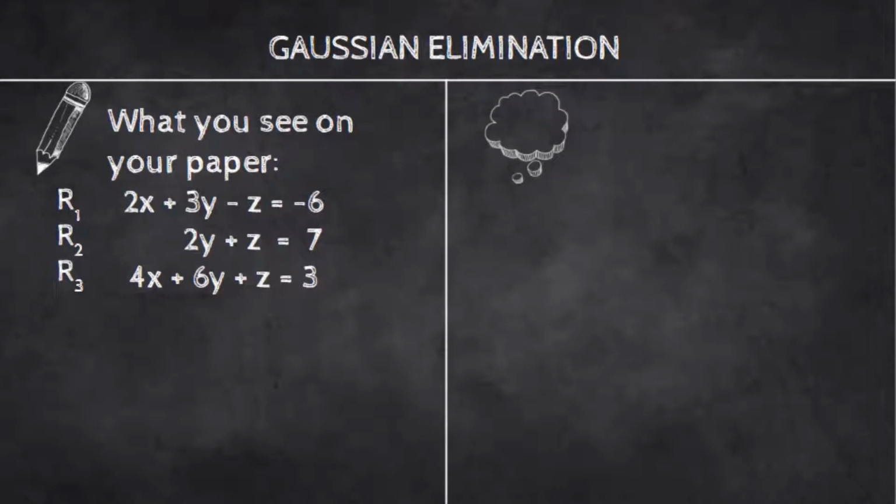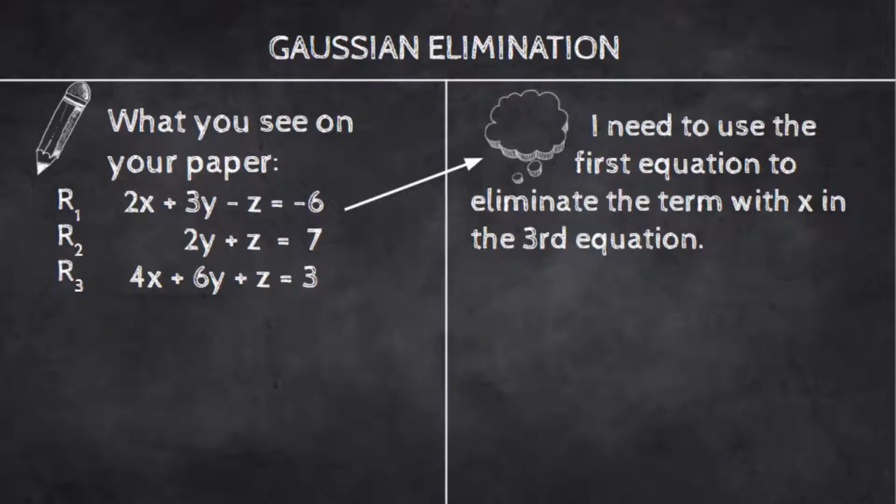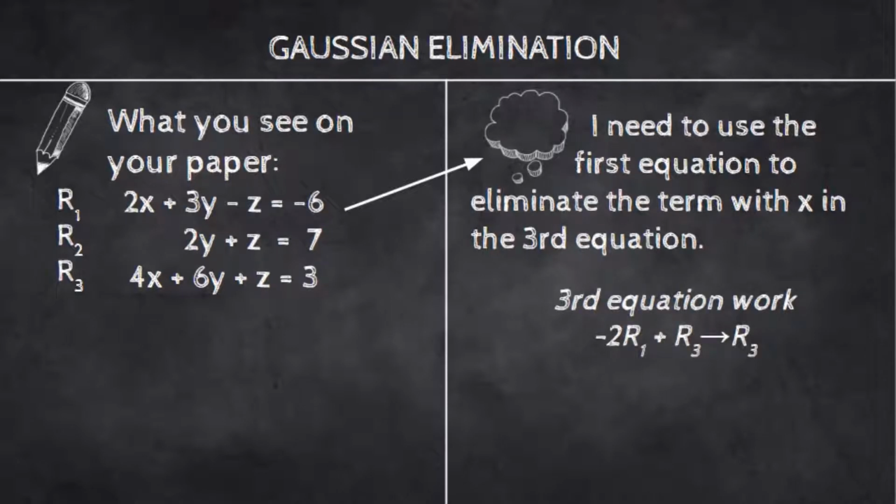Now we're going to start with that. What you see on your paper is this equation. Now you've got to think about what you want to have happen. You want the 2x to help you eliminate the 4x. You have to use the first equation to eliminate the term with the x in the third equation. So I would need to multiply the first equation by a negative 2. That would give me the negative 4 that would cancel out.